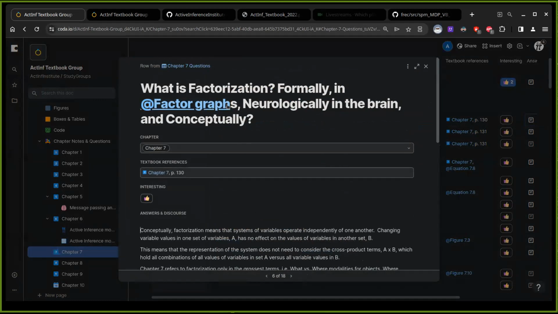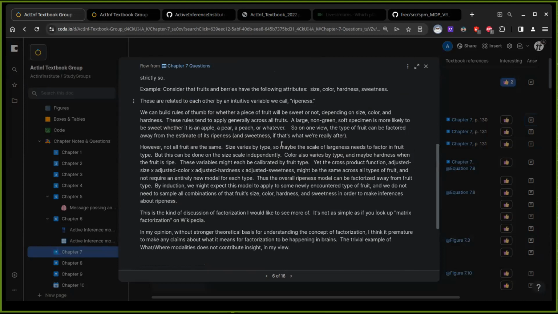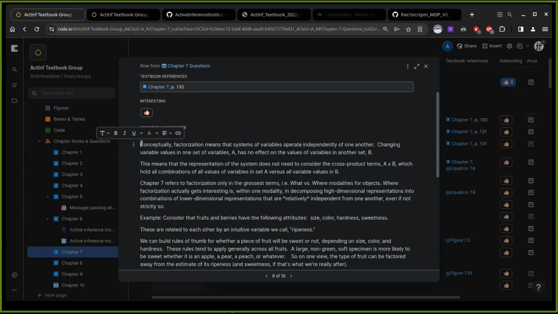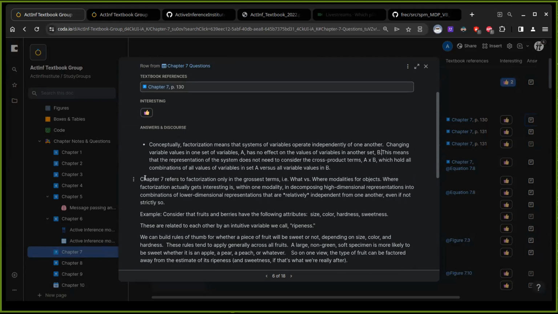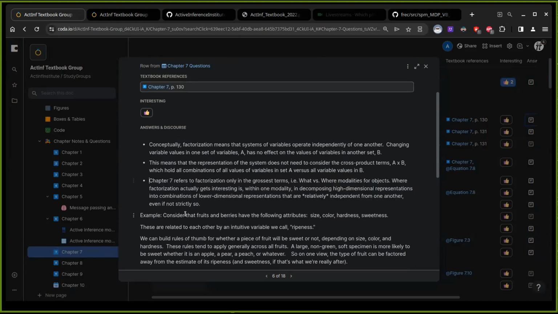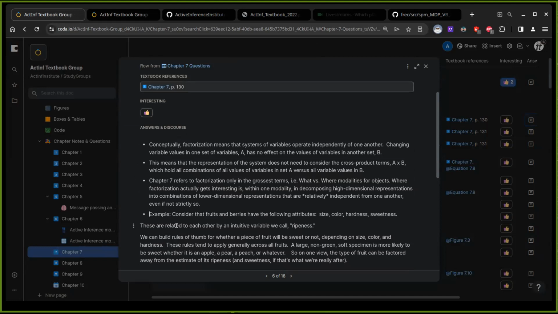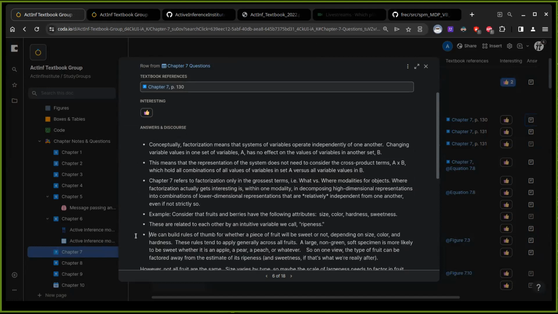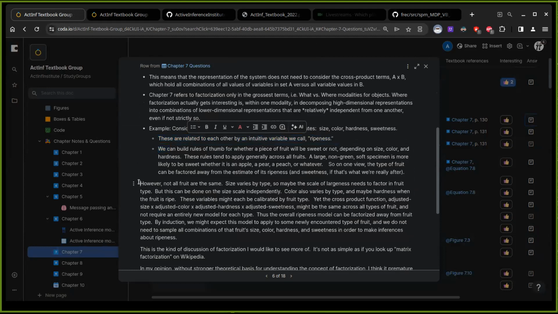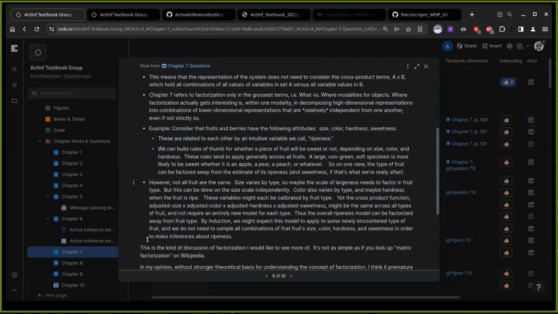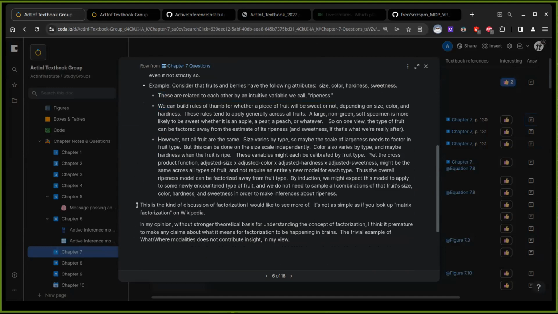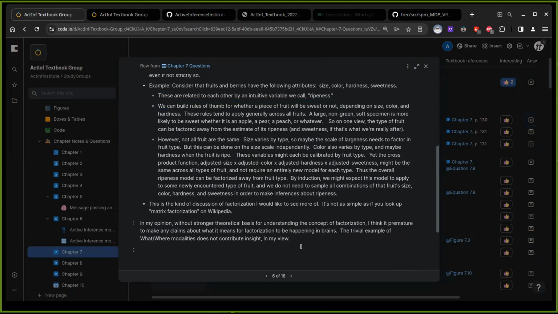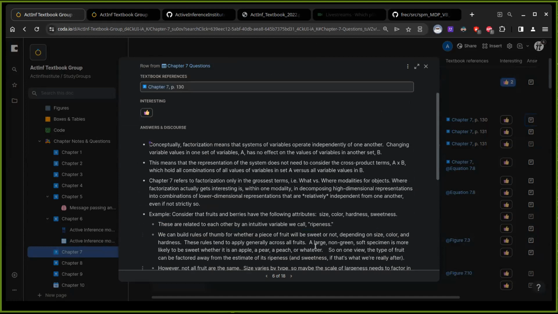Okay. What is factorization? In factor graphs, in the brain, and conceptually? What is anyone's thought on this? Okay, let's look at what others have written.